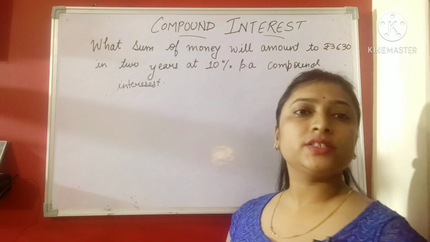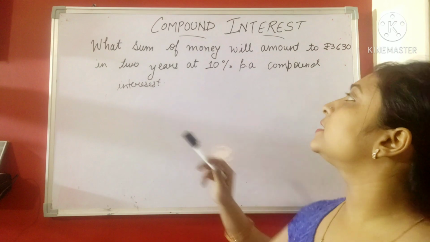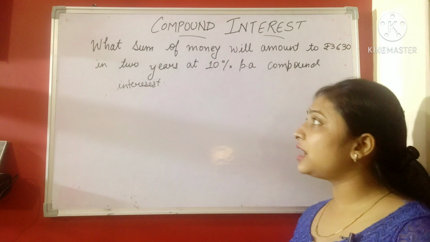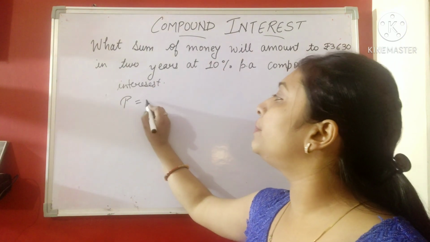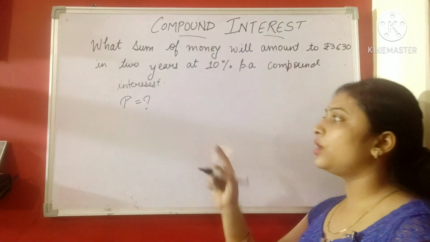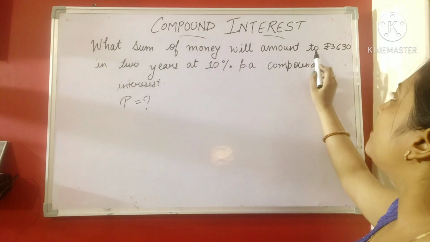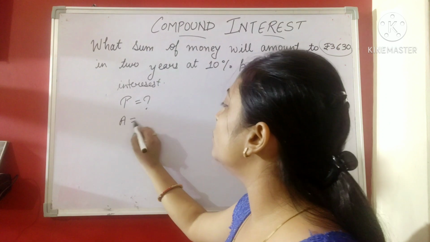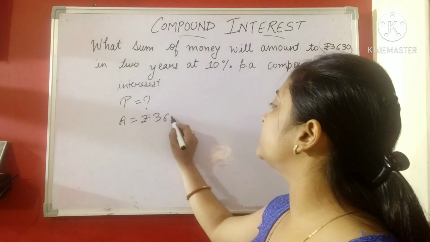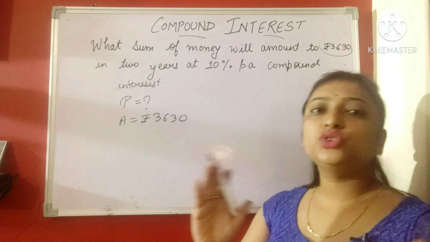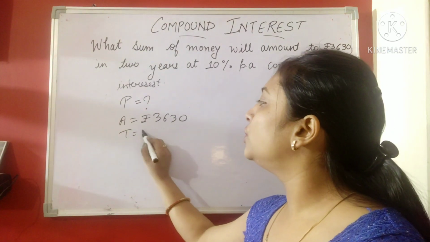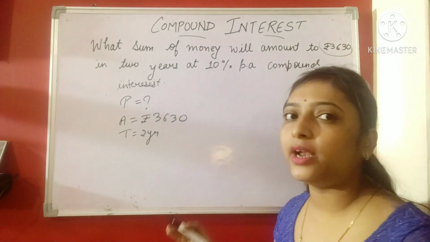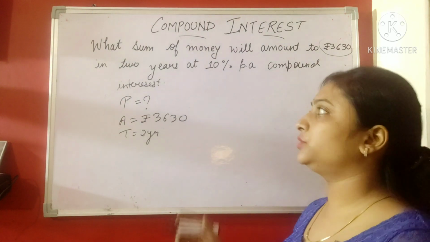Right, here we have the next variety of the question. What sum of money will amount to 3630 in 2 years? What sum is asked? That means principal is asked. Sum is also called the principal. Will amount to 3630. That means amount is rupees 3630. Right. In 2 years. Time is 2 years. Please, it's very important to write down these separately. Otherwise, it is very difficult to solve the question.